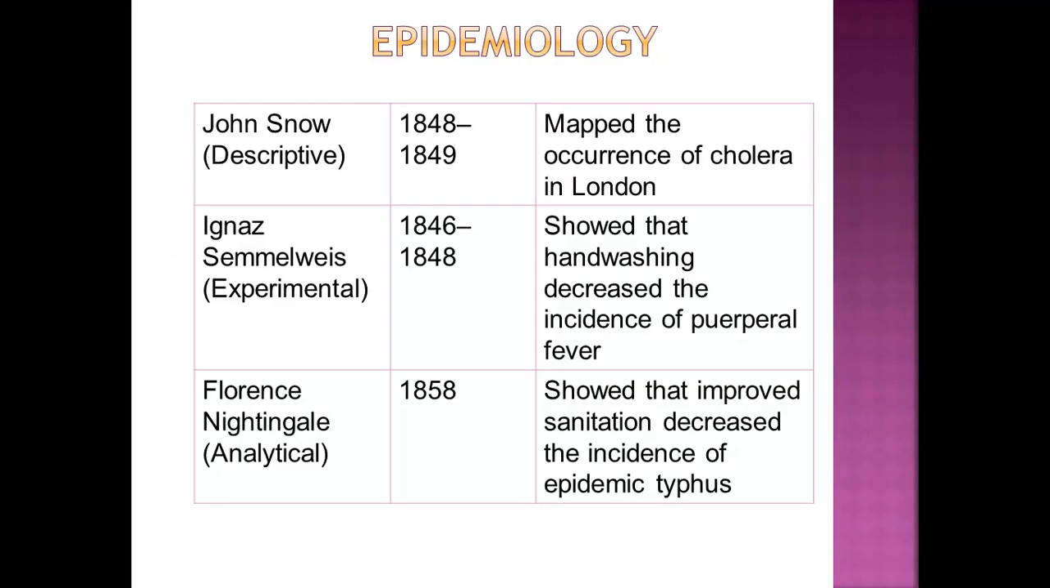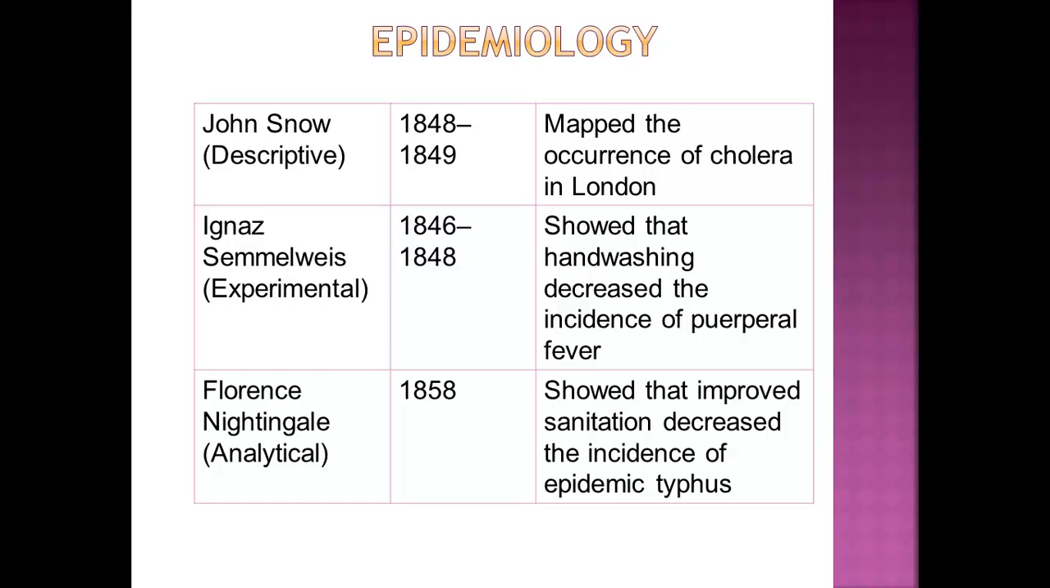So this table shows us some examples of those 3 types of investigation. So descriptive, we're trying to describe the occurrence of the disease. So what he did was he collected and analyzed data of an outbreak that occurred in London, and he was able to actually trace it back to a water pump in London and found that that was the reason for the cholera.